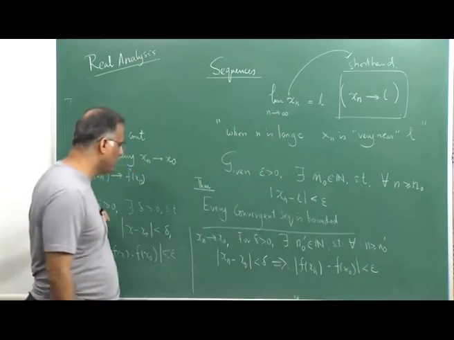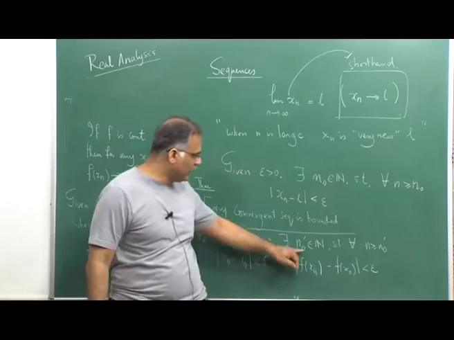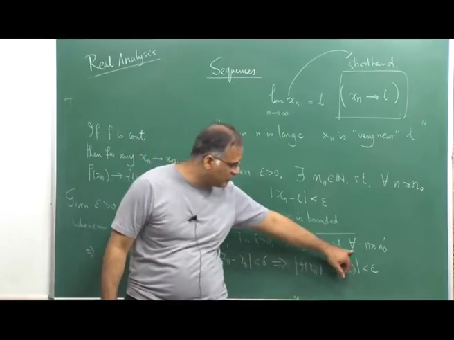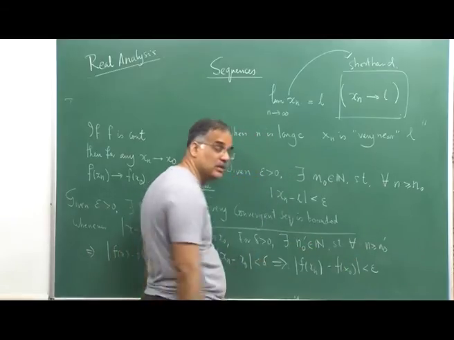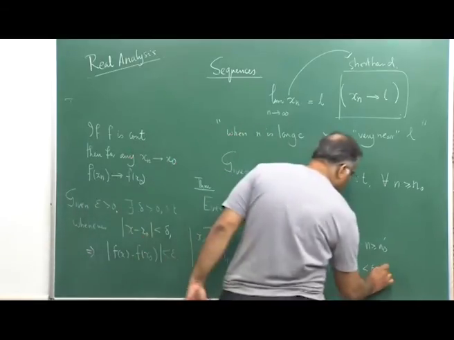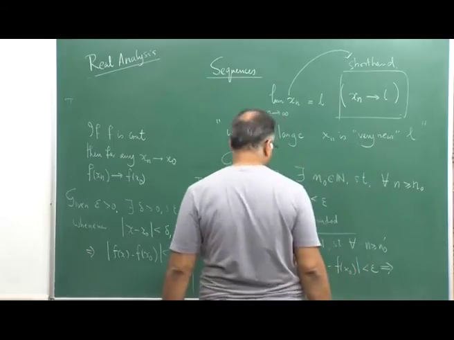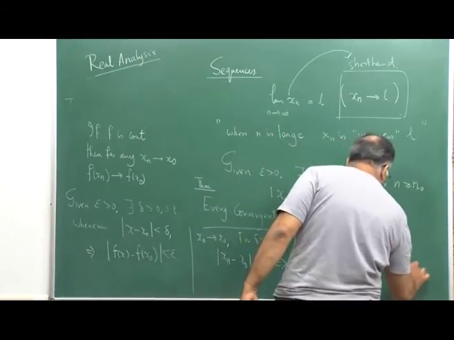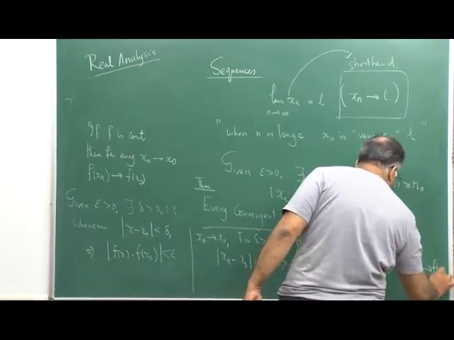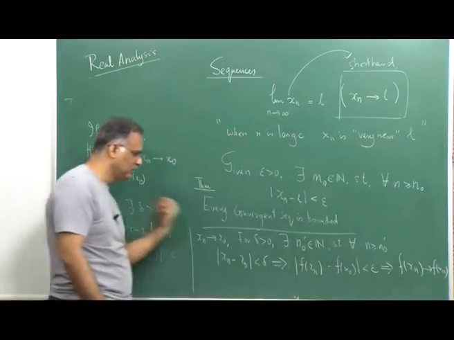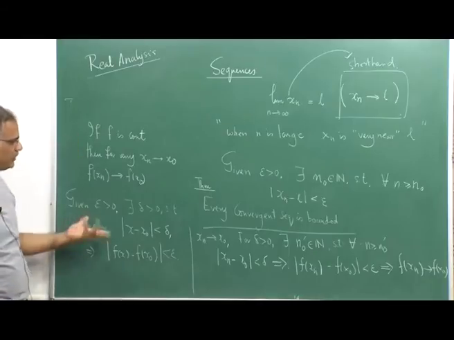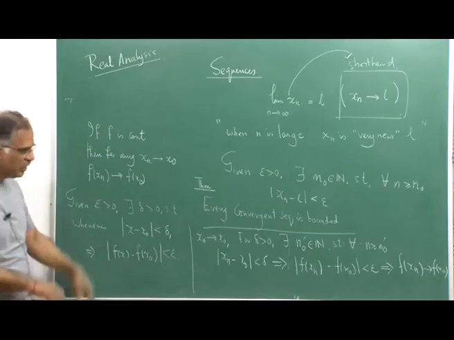So, given epsilon greater than 0, I have shown that there exists an n naught dash in N such that for all n bigger than this n naught dash, |f(x_n) minus f(x naught)| is less than epsilon. What does it imply? It simply implies that f(x_n) goes to f(x naught). You can retrace it back and show that f is continuous. That part you can do.